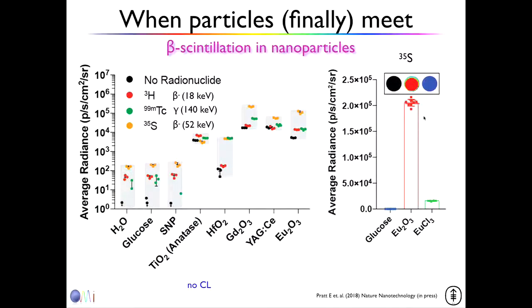Here's another example where you can see it nicely. Here's sulfur-35. In glucose, you basically get nothing. If you use a europium oxide nanoparticle, you get this enhancement.